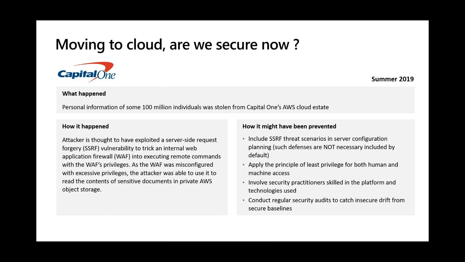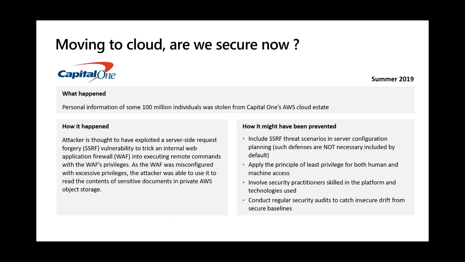The problem is that someone misconfigured the WAF, the web application firewall, and by misconfigured, I mean that it was loaded with excessive privileges. Excessive privileges meant the attacker was able to use these privileges to read the contents of sensitive documents in their private cloud. Again, back to the essentials, back to the basics: least privilege. This was not configured, and this allowed this major hack to happen last year.